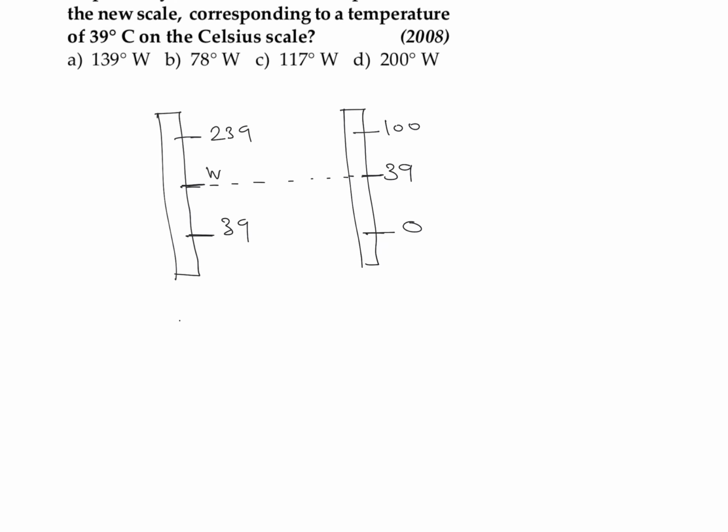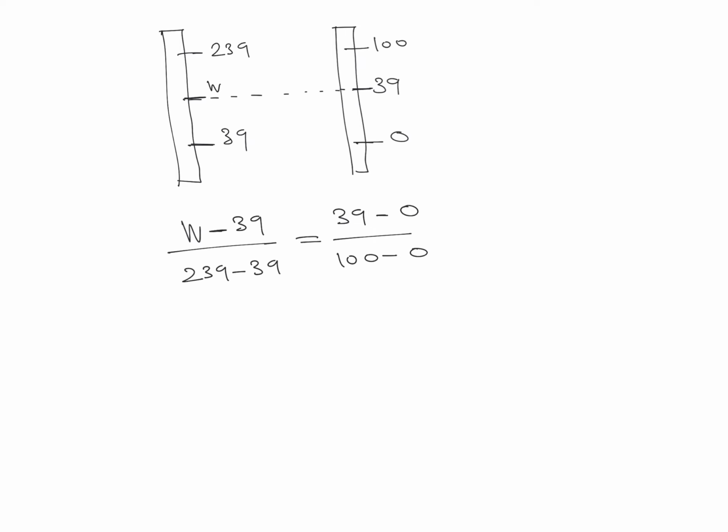So we can write the equation: reading minus its lower fixed point, divided by upper fixed point minus lower fixed point, should be equal to the corresponding reading in degree Celsius scale minus its lower fixed point, divided by its upper fixed point minus lower fixed point.